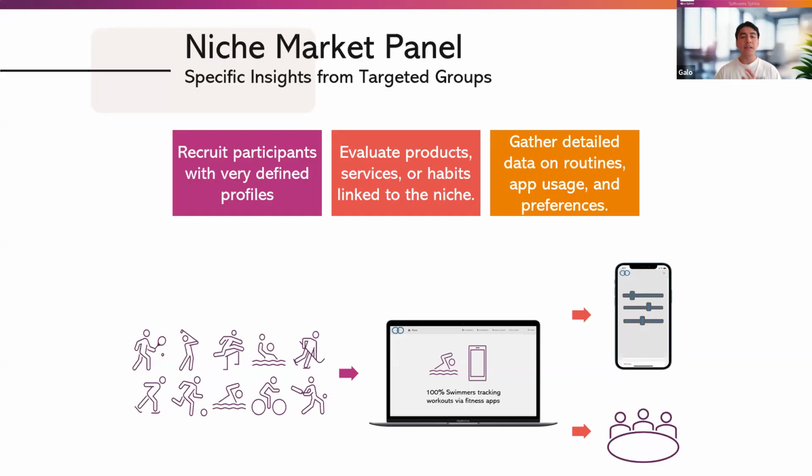So for example, let's say that I already have my panel of professional athletes, and I would like to run a study about swimmers that track their workouts via a fitness app, or for example, using an Apple Watch or another type of smartwatch, because the client is developing a new product like this. So I would like to know how they feel about this. In the end, I can send them a survey, or they can also come to my offices in order to participate in an in-depth interview or a focus group.